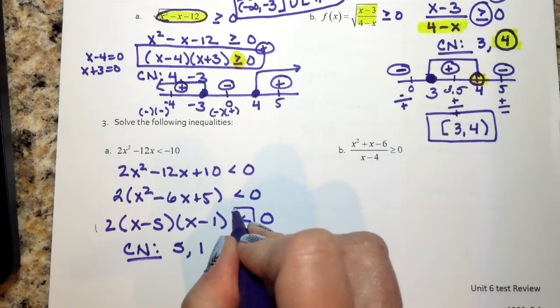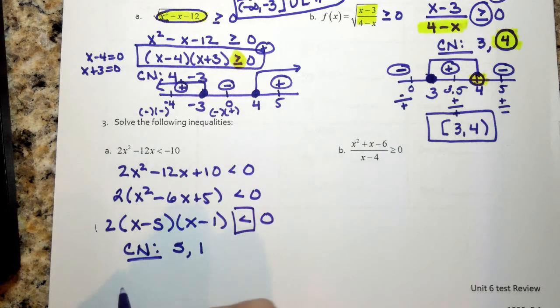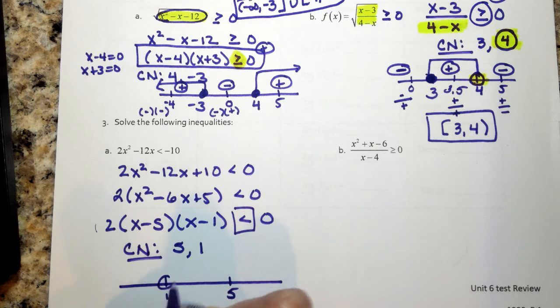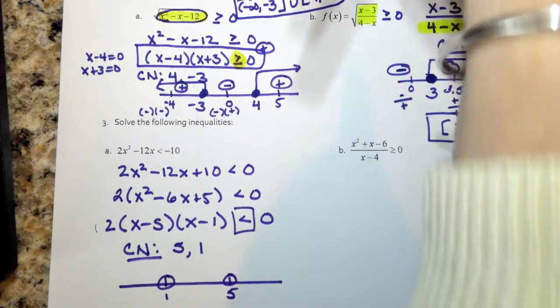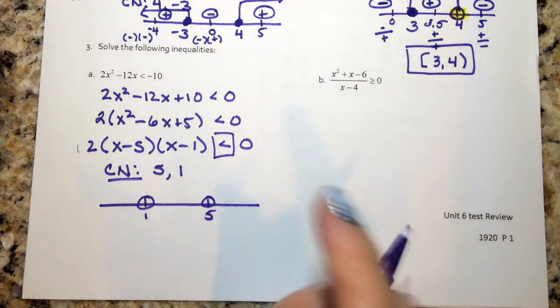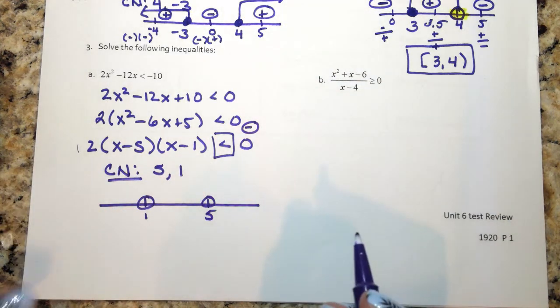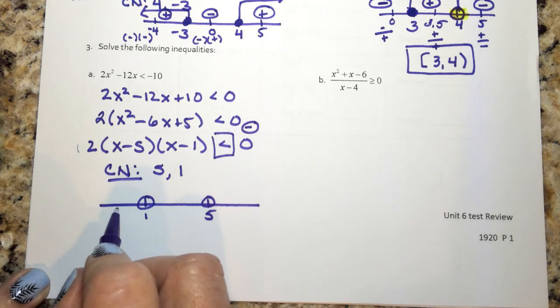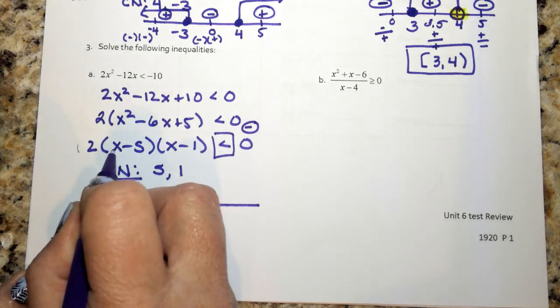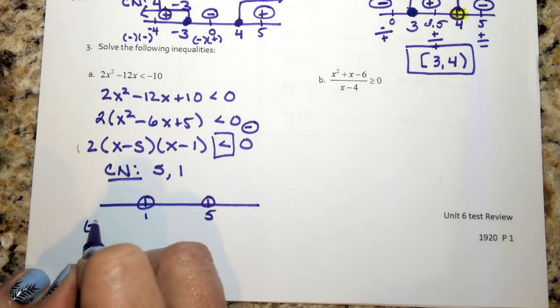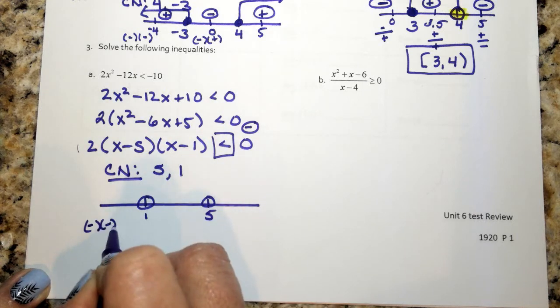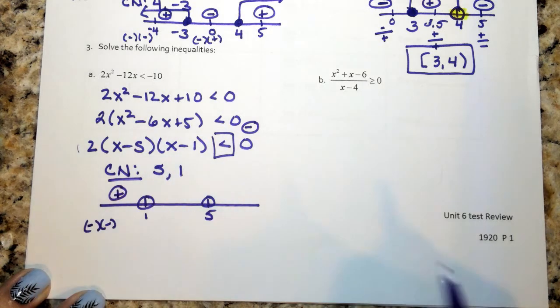Now this is just a less than, so I can't be equal to 0. When I set up my number line test, I'm going to put open circles above the 1 and the 5. Because this is less than 0, I'm looking for the intervals that give me a negative solution. If I pick a number less than 1, that's 0. 0 minus 5 is a negative number. 0 minus 1 is a negative number, and a negative times a negative is a positive.